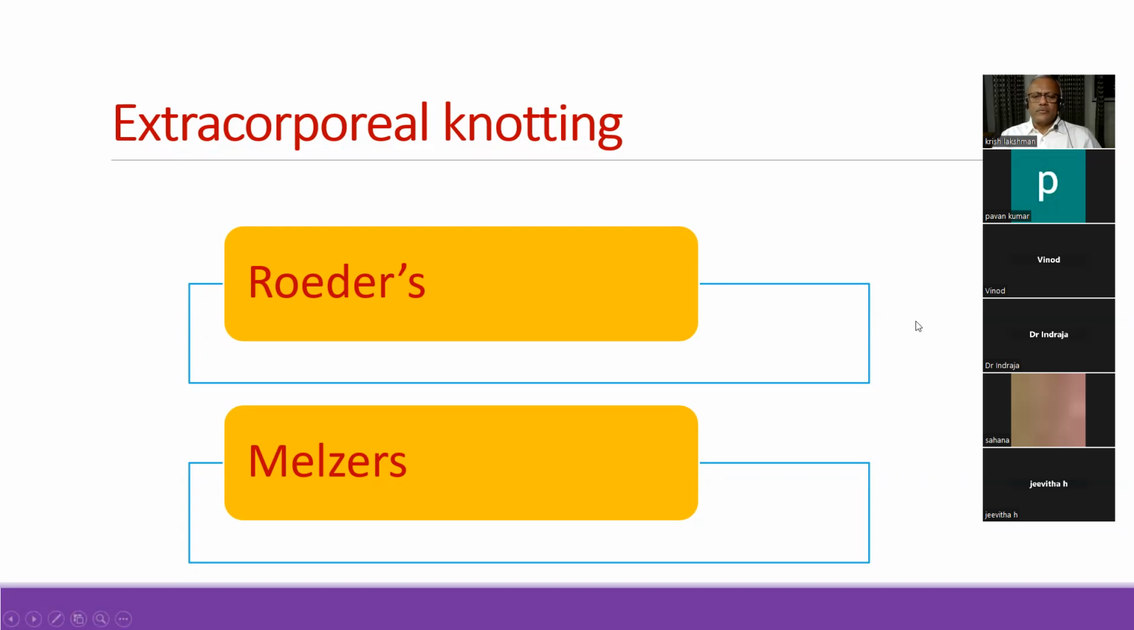Roeder's knot is meant for threads with a better coefficient of friction, like Vicryl, for example. But if you're using nylon, which is very slippery, with a low coefficient of friction, then you have to do a Melzer's knot because it is a lot more secure than a Roeder's knot.